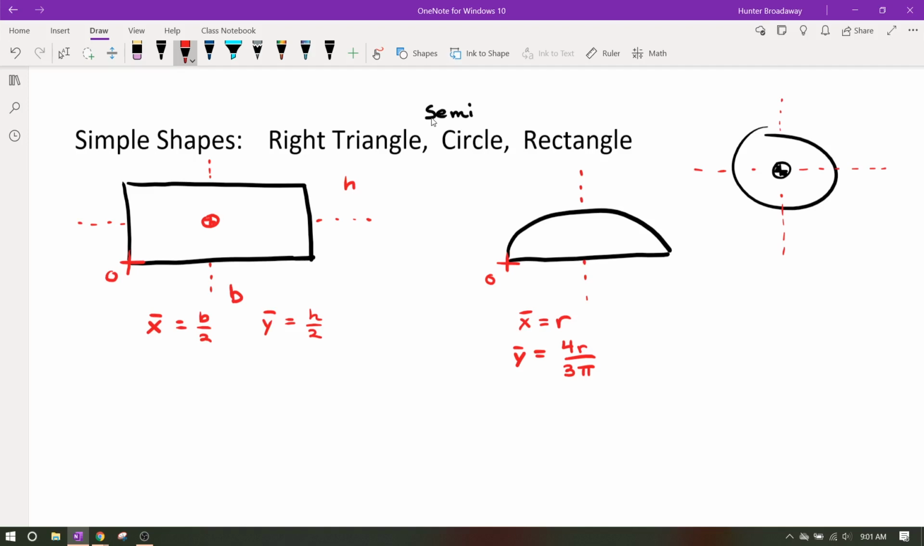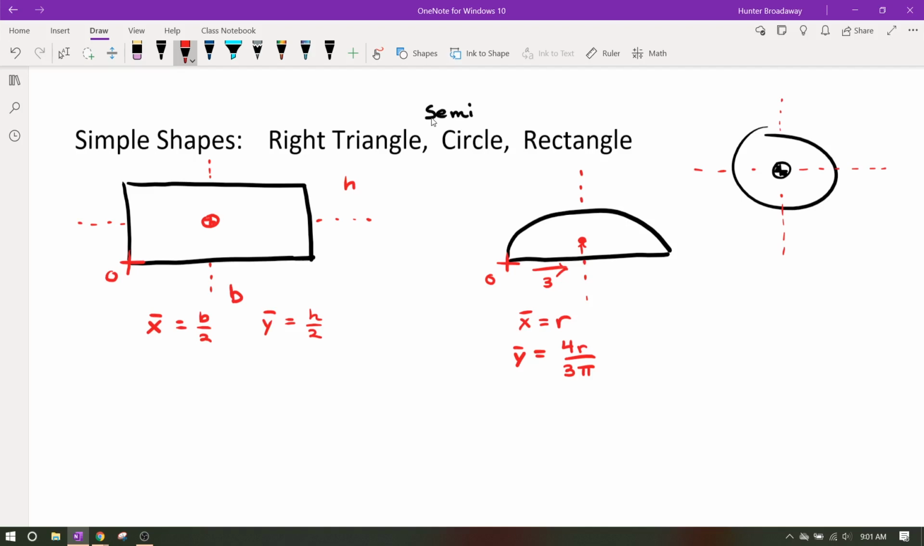Okay, and that would be the average of the x bar and the y bar. So if you were trying to find the centroid location, say it had a radius of 3, the x bar would be 3, so you'd go over 3 units in this direction. And then the y bar, you would go up 4 times 3 divided by 3 pi. So that's going to be 4 divided by pi. It's just a little bit over 1 unit up. So it'd be about right here-ish, which is a little bit below the halfway point. And that makes sense because the bottom of the semicircle is going to have more mass on it than the top of the semicircle.